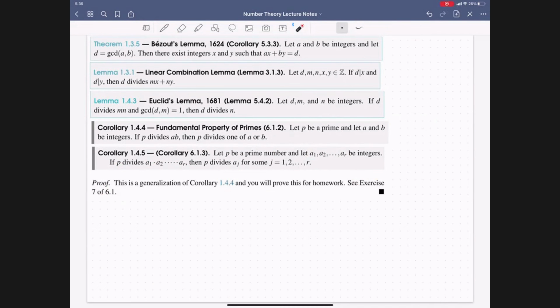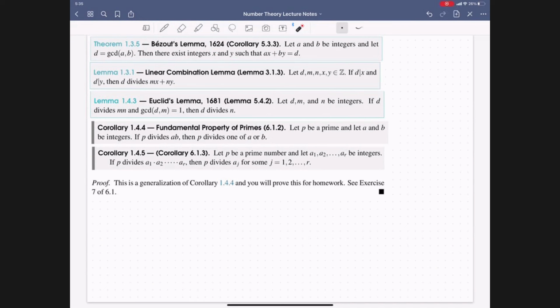Before we move on, I want to make a final comment on Euclid's lemma. We have given a modern proof of it because we rely on Bezout's lemma, which dates to 1624, and of course Euclid was 300 before the Common Era, so how did Euclid prove it? He didn't have these techniques. So at the end of section 4 in the lecture notes, there is a proof that goes over the argument using the well-ordering principle.